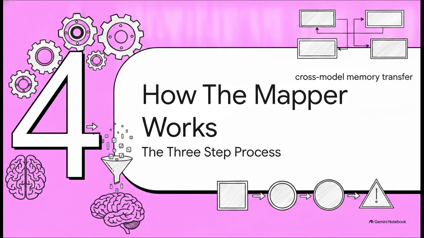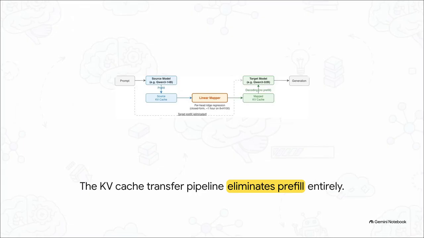We'll see exactly how this translation happens without breaking the AI's brain. Here is how the new pipeline actually looks in practice. The prompt goes into the smaller source model, say a 14 billion parameter one. It generates its memory, its KV cache. But then, instead of the big 32 billion target model having to read the prompt, that memory goes through a linear mapper. It translates the memory, feeds it directly into the target model, and completely bypasses the target's prefill phase. The big model just starts answering instantly.